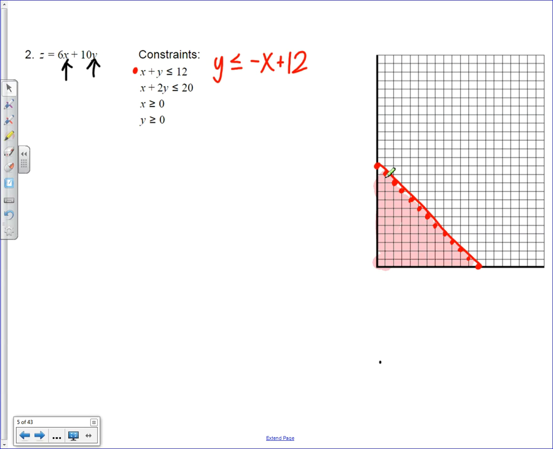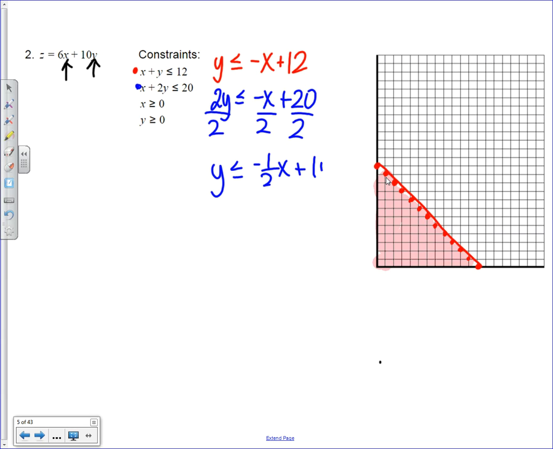Okay, I'll call this one the blue one. I'm going to have to subtract the x. Then I have to divide by the 2. So I have y is less than or equal to negative 1/2 x plus 10.